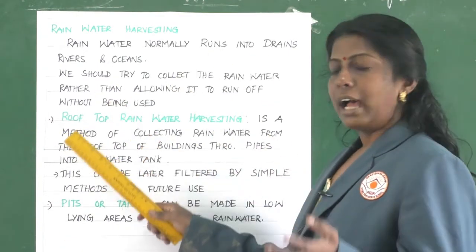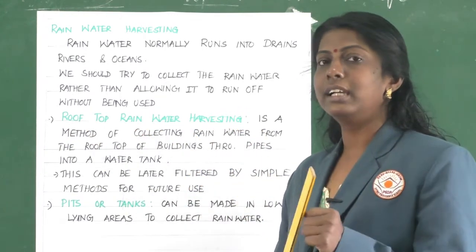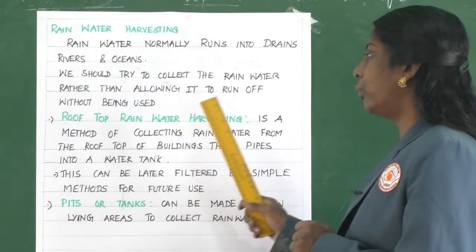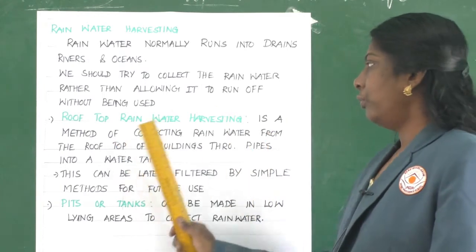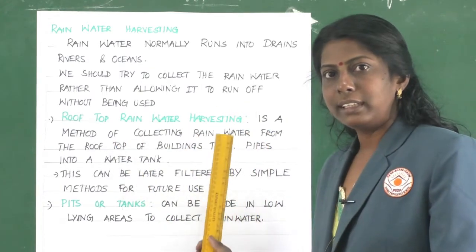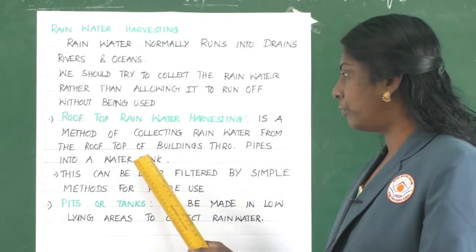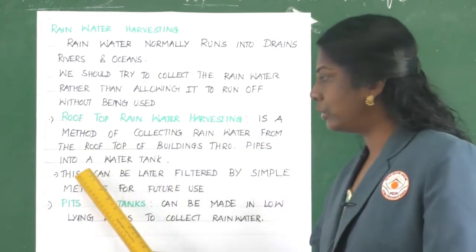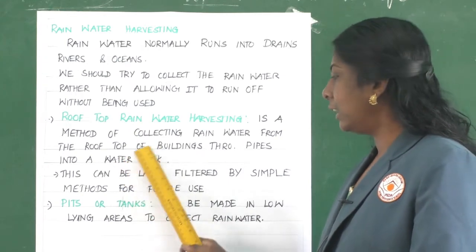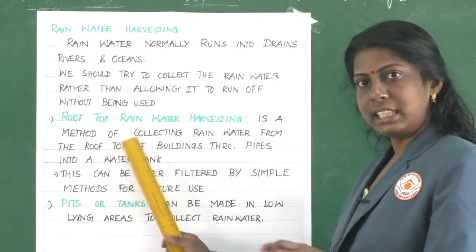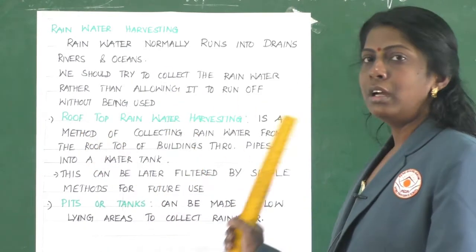People will have rooftop rainwater harvesting. The first way is by having rooftop rainwater harvesting. It is a method of collecting rainwater from the rooftop of buildings through pipes into a water tank. So they are collecting the rainwater in a water tank through pipes from the rooftop. Clear? That's rooftop rainwater harvesting.